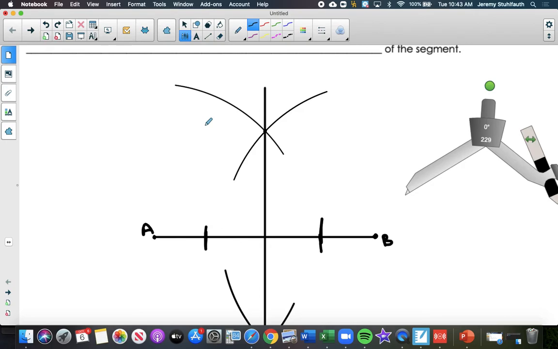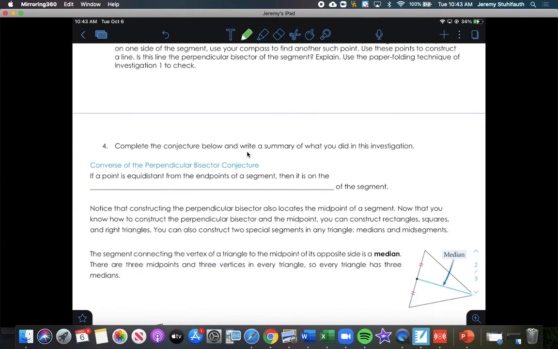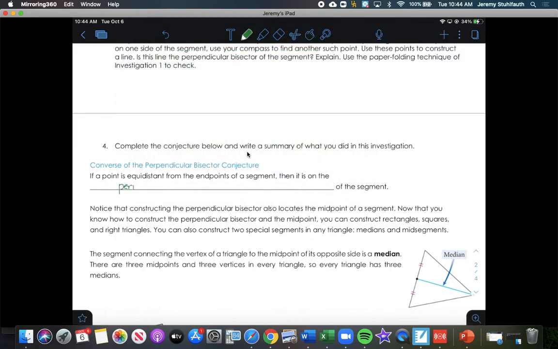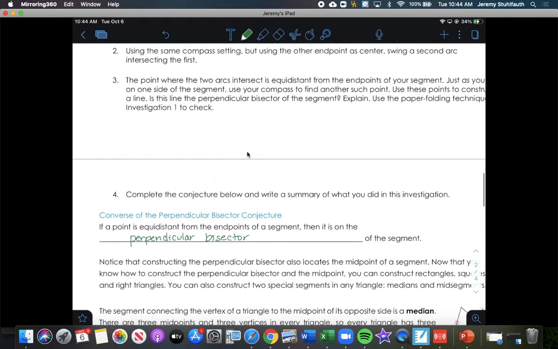So if we jump back over to the iPad, you'll see it says complete the conjecture below and write a summary of what you did in this investigation. So it says if a point is equidistant from the endpoints of a segment, then it is on, and in this case it is on the perpendicular bisector. Okay, and we want to summarize what we did here to create a perpendicular bisector. So we'll summarize that right here underneath number 3.